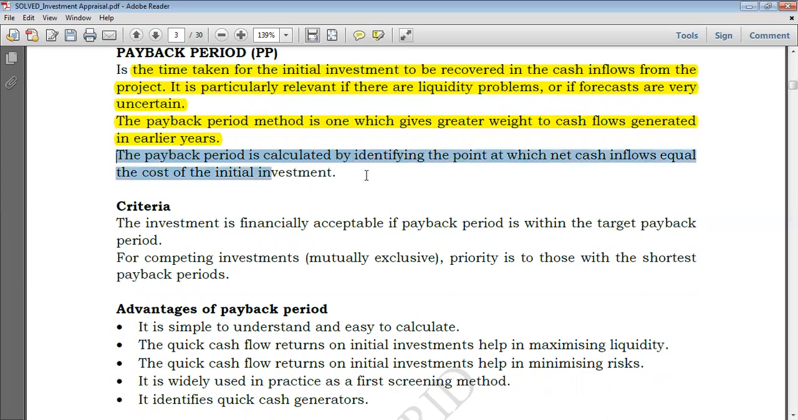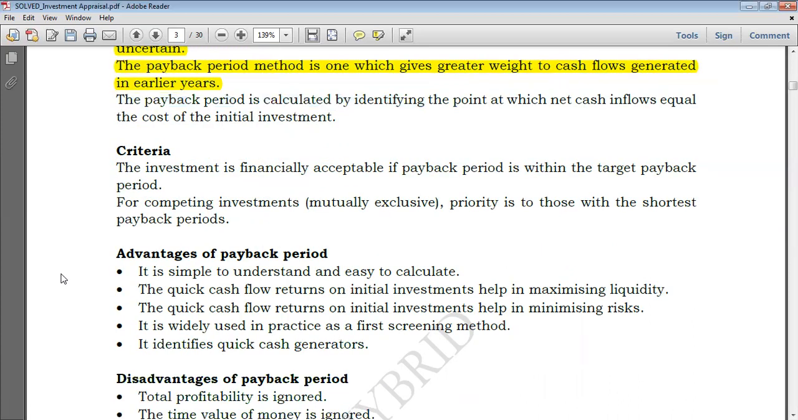So here we are told the payback period is calculated by identifying the point at which net cash inflows equal the cost of the initial investment. So the criterion: how do you know, after computing the payback period, that you can proceed with the investment or you have to discard it? Actually, we have the criteria.